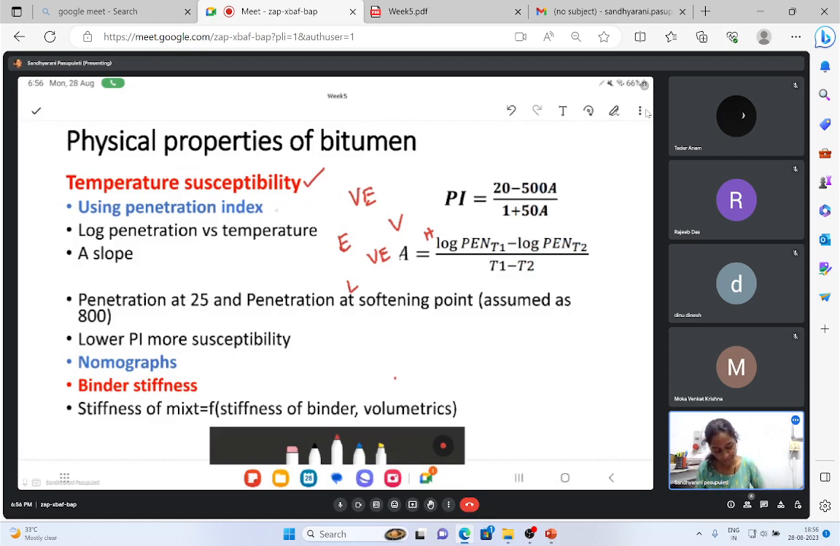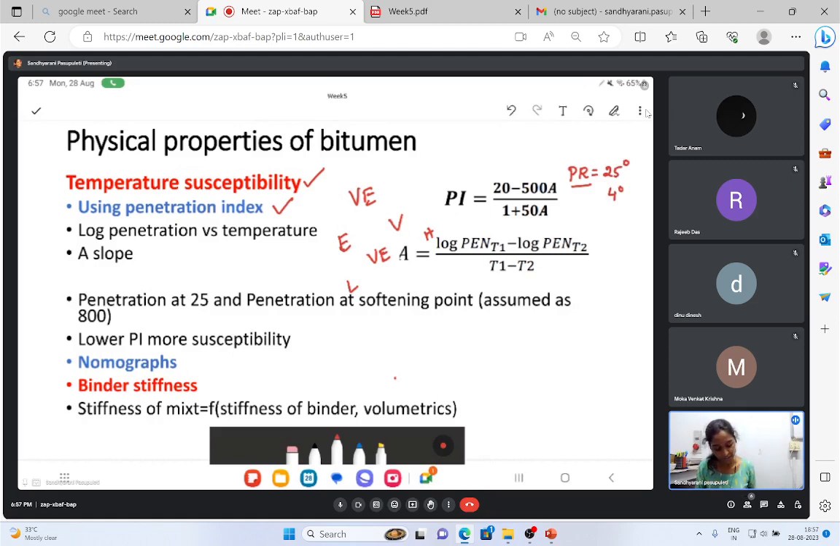One of the tests is the penetration index. We know that the penetration test is usually performed at 25 degrees. If I want to understand the susceptibility, you can also perform the penetration test at other temperatures like 4 degrees. So penetration ratio is another thing. Usually the Indian standard suggests you perform the test at 25 degrees and at 4 degrees, and you see how the behavior changes when we change these two temperatures. That is one of the processes.